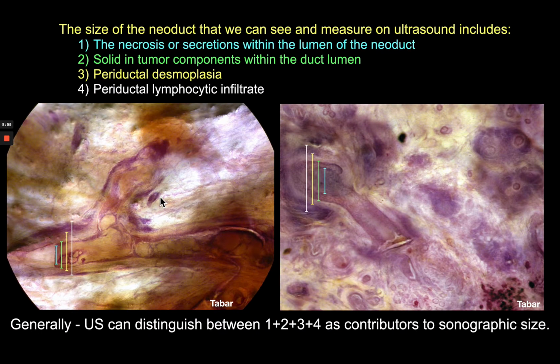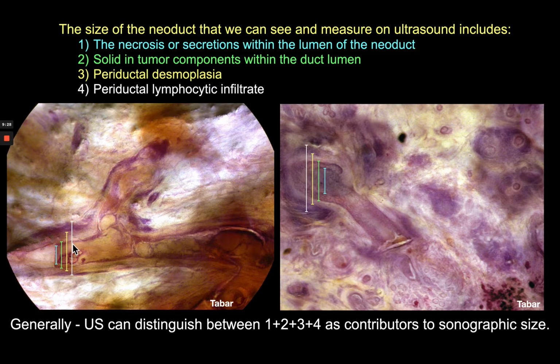So here we see 2 different ducts, and I've got various bracketed lines. The aqua line is just the lumen. The green line includes the lumen and some necrosis or calcification. The yellow line includes periductal desmoplasia. And the white line includes periductal immune response or lymphocytic reaction. And so you see progressively larger ducts.